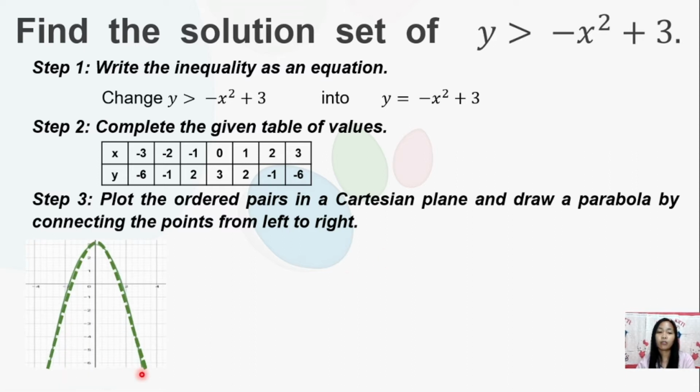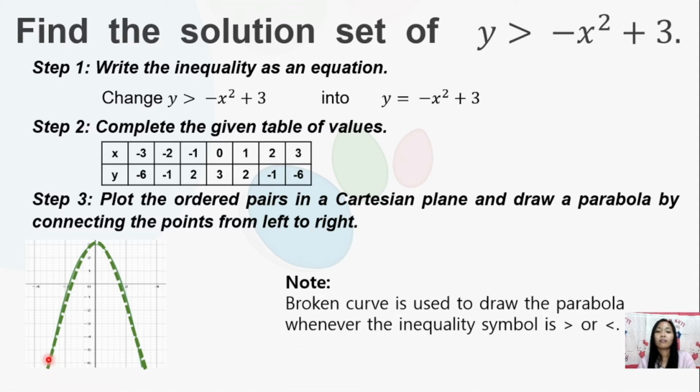So here it goes. Take note that your parabola is a dashed parabola. We make use of a broken line, or broken curve, to draw the parabola whenever the inequality symbol is greater than or less than. So we have a dashed parabola.